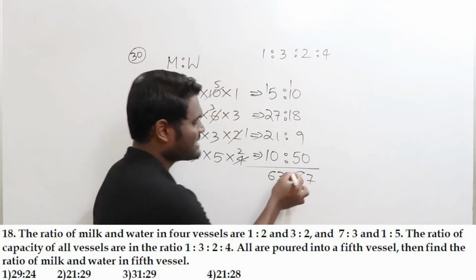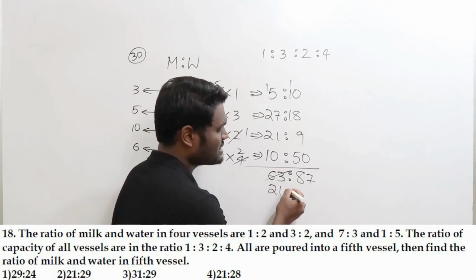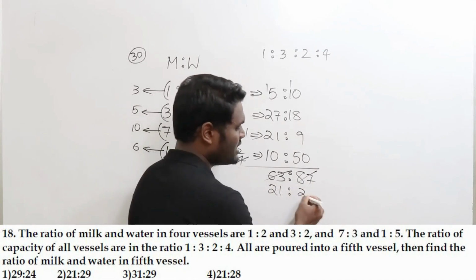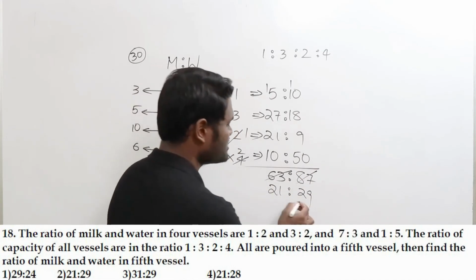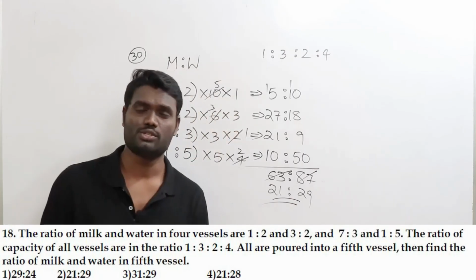Now what happened? 3 cancels here. 3 cancels how many times? 3 cancels here 21 times, and 3 cancels here 29 times. So we can say that the resultant mixture ratio is nothing but 21:29.